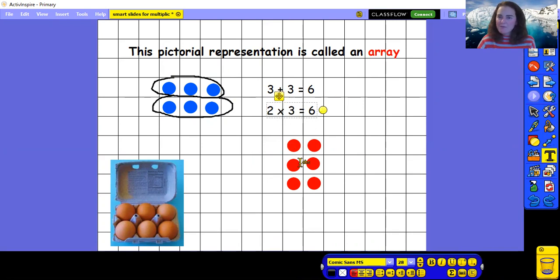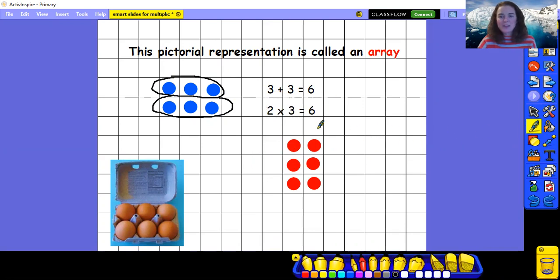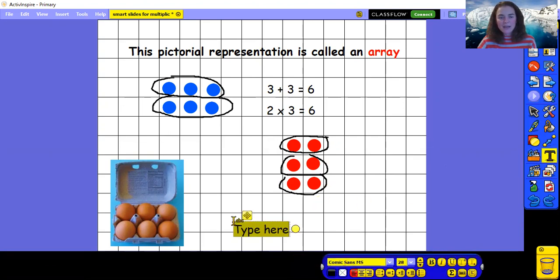Now I've turned my egg box the other way around, which is what I was showing you before. So if I was to now group them, I've got one group of 2. So one row with 2 in it, another row with 2 in it, and another row with 2 in it. So this time I'm counting in 2. So my repeated addition would be 2 add 2 add 2 equals 6. Or I could write it as a multiplication. I've got 3 lots of 2, 3 times 2 equals 6. Because I've got 1 lot of 2, 2 lots of 2, 3 lots of 2.